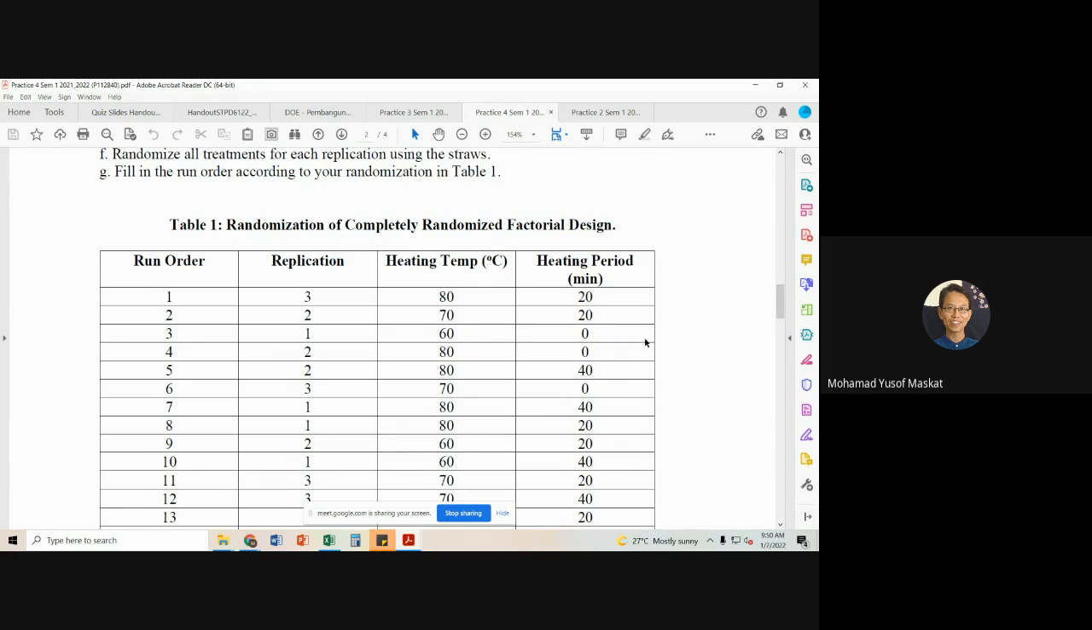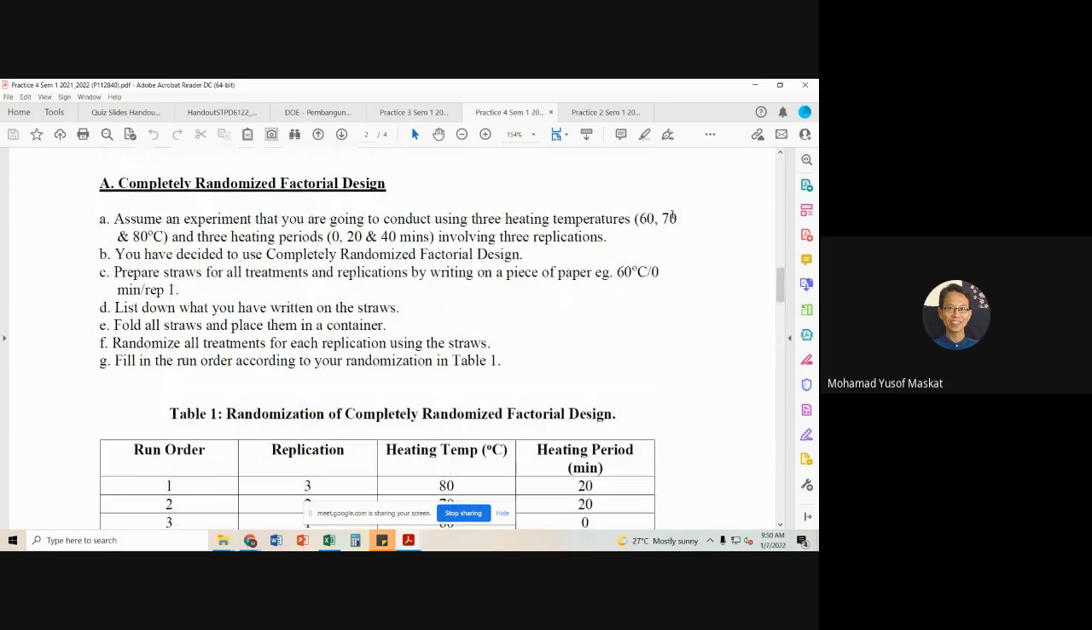Remember, for this one, you have two factors, that is heating temperature and heating period. For heating temperature, you have three levels: 60, 70, and 80. And for heating period, you also have three levels: 0, 20, and 40 minutes. So you have two factors, three levels each, and the treatment is 3 times 3, that is 9 treatments.